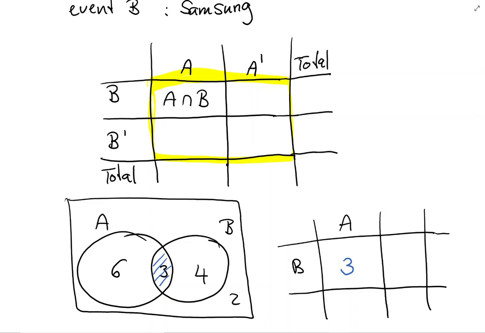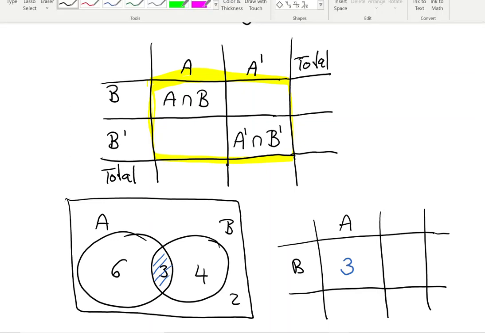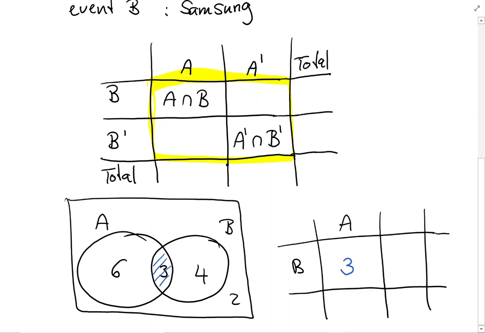Now, what are the other 4 fields for? So first of all, let's do this. In the next column, we have not A, and the second row, that's not B. So that means not A and not B. Well, not A and not B, that's all the people that have neither an iPhone nor a Samsung. That's exactly those two here on the outside. So we can shade everything outside of our Venn diagram. That's neither an iPhone nor Samsung, and that's exactly 2 for this example.